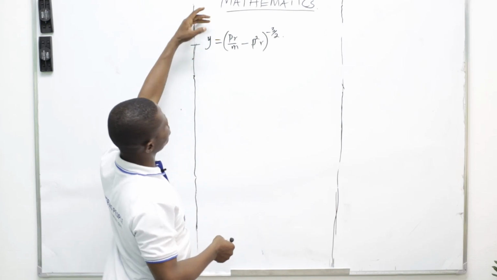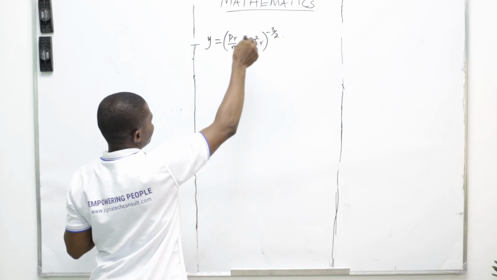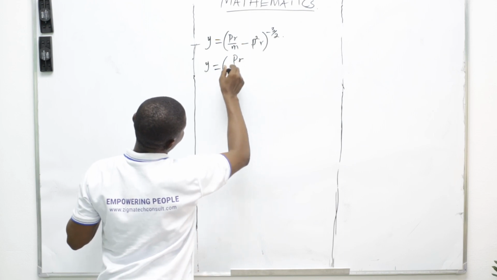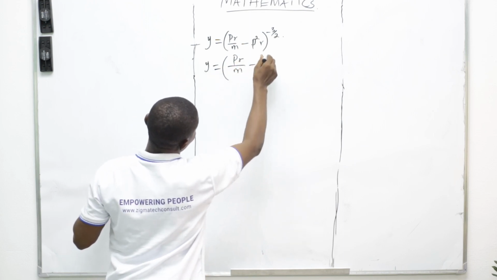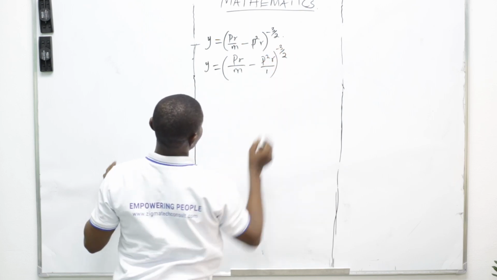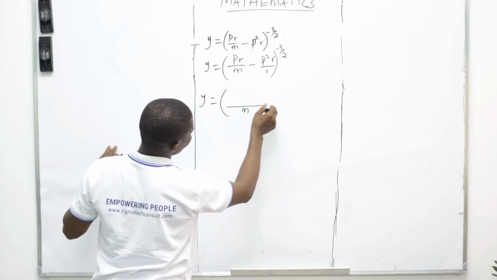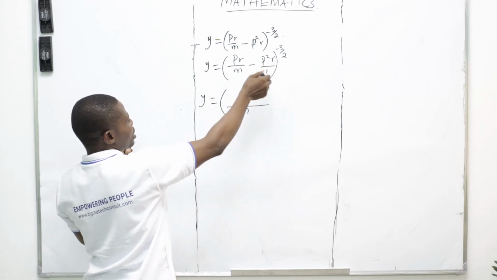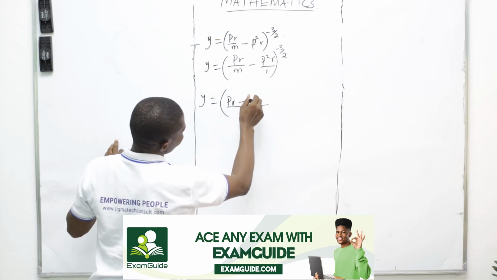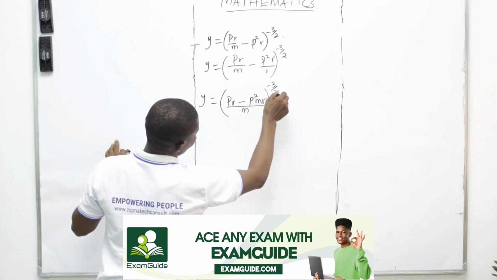Okay, this is the question given. Our interest here is to make r subject of the formula. If y equals PR all over m minus p squared r, I will say over 1, so that you can take the LCM. So y equals, bracket open, m is the LCM of 1 and m. So here, PR minus p squared mr, raised to the power minus 3 over 2.